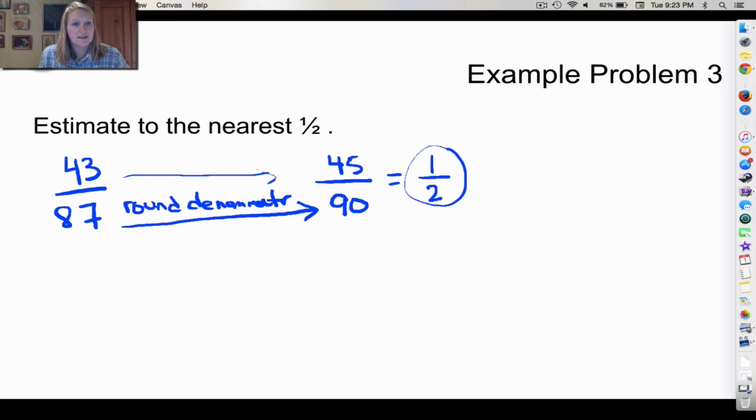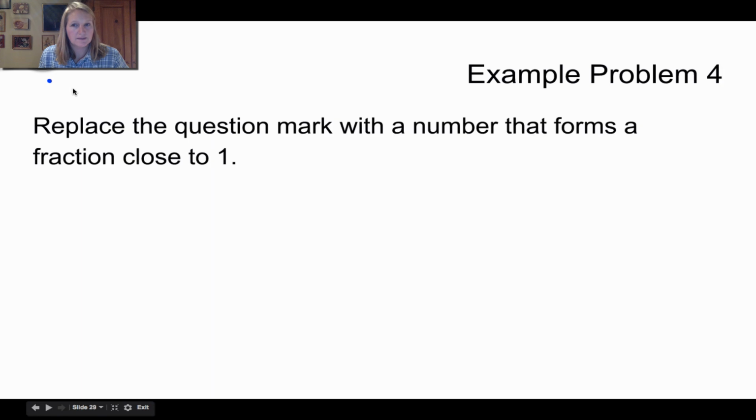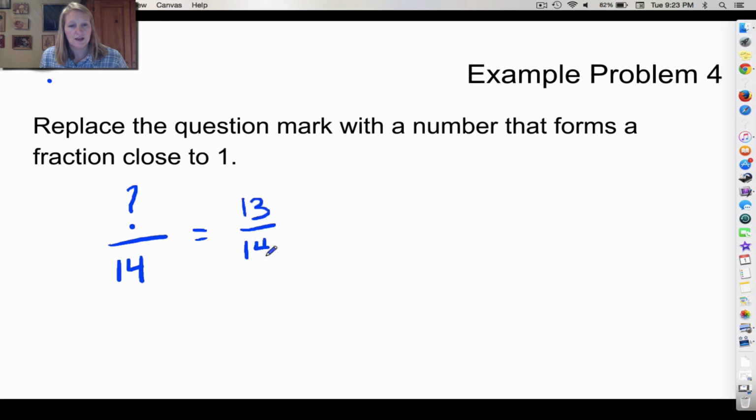And then example number 4 that you'll be looking at is to replace the question mark with a number that forms a fraction close to 1. And so an example type problem would be something like this. What would you put here to make this fraction close to 1? You could say 13 out of 14 would work just as well, because this is close to 1.